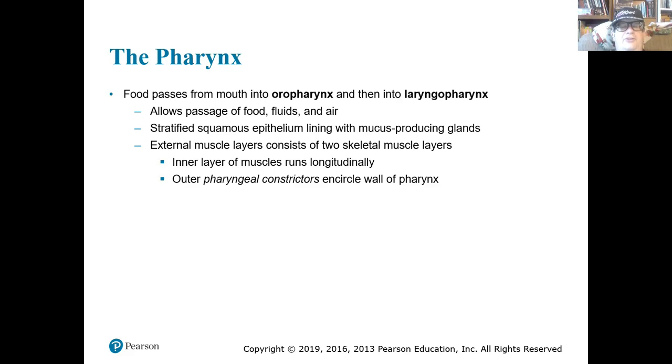The muscularis externa has two layers. The inner one is longitudinal, and the outer one is going to be circular. Pay attention to that. That's special and weird. The two layers is something you see in most of the GI tract, but not in, say, the stomach or the large intestine.